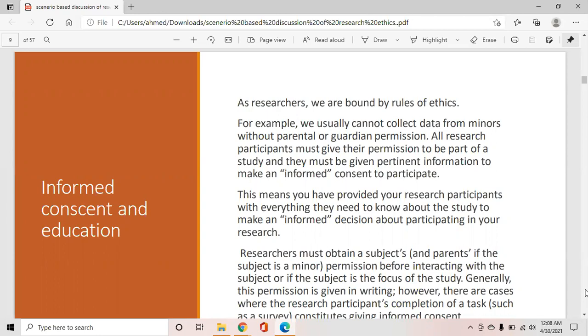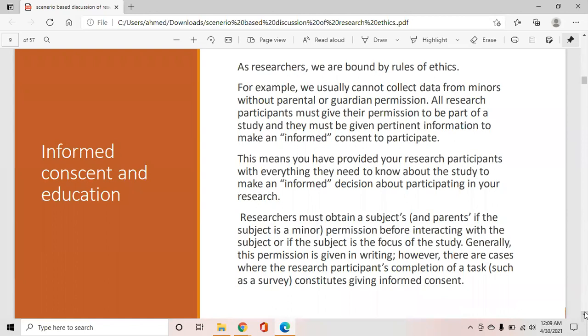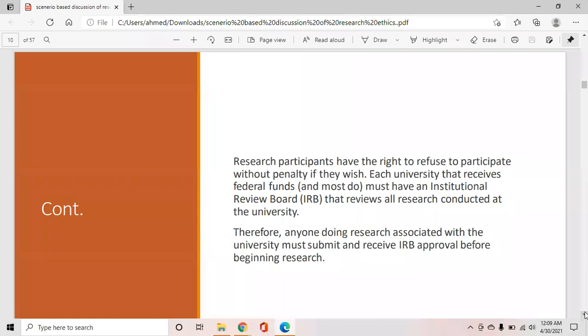Researchers must obtain a subject's and parents' permission, if the subject is a minor, before interacting with the subject or if the subject is the focus of the study. Generally, this permission is given in writing. However, there are cases where the research participants' completion of a task, such as a survey, constitutes giving informed consent. Research participants have the right to refuse to participate without penalty if they wish. Each university that receives federal funds, and most do, must have an institutional review board that reviews all research conducted at the university.